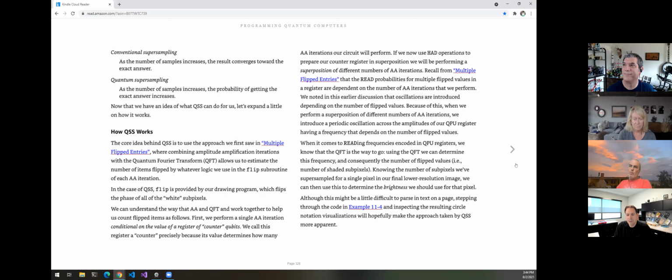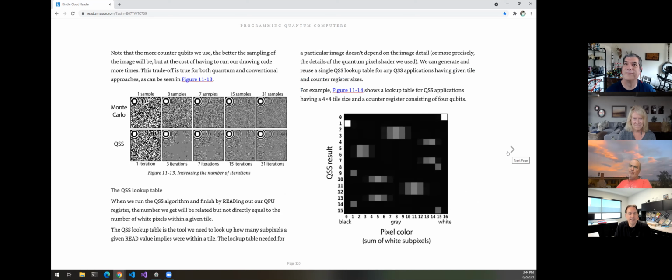And he does say it's a little harder to graph this than all his text. So Lynn, this is where he gets into his multiple samples. He doesn't actually say how many samples he took in that previous one. For me, just kind of eyeballing it, it almost looked like he was around the 7 iterations. So maybe 15. So again, he talks about the more counter qubits we use, the better sampling, at the cost of having to run our code more times to create this sampleable.